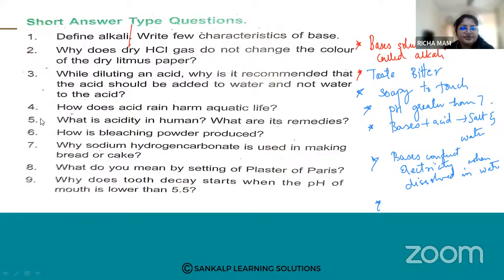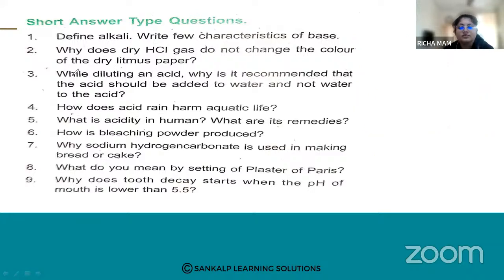Next question. Why does dry HCl gas not change the color of dry litmus paper?